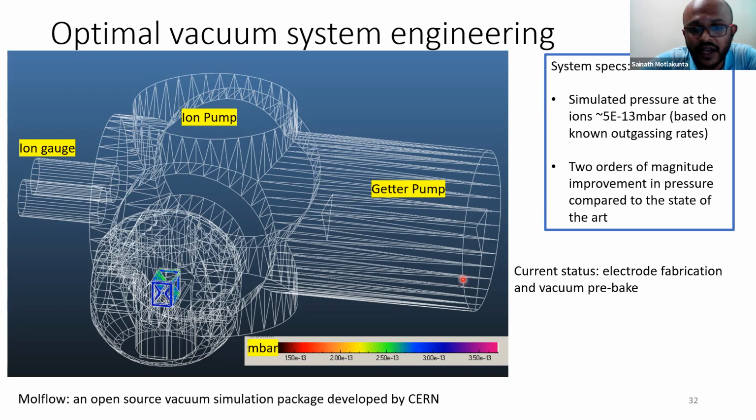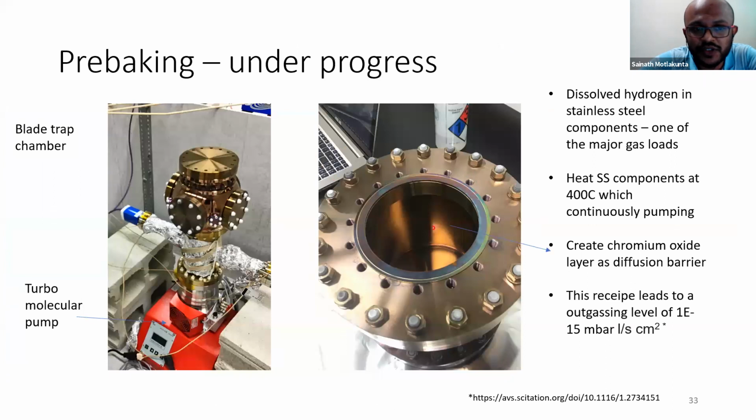So currently we are progressing in doing vacuum pre-bake of this system. This picture here shows the progress of a vacuum pre-bake. This process is done to remove the dissolved hydrogen from the stainless steel components, which becomes one of the major gas loads. So what we do is we heat each stainless steel component at 400 degrees for around a month, and then introduce air to create a chromium oxide layer to further create a diffusion barrier. So this recipe would potentially give us 1e-15 millibar liters per second per centimeter squared outgassing.